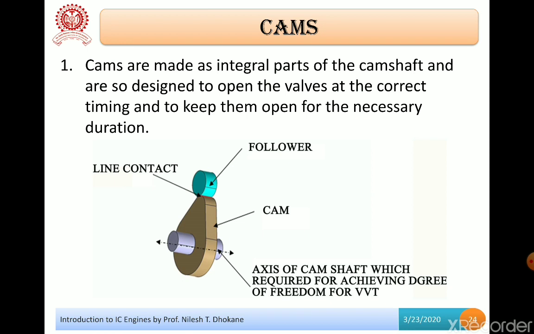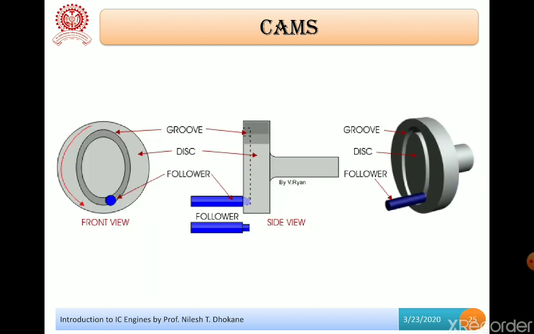In the camshaft there are the cams. These are made as an integral part of the camshaft and are designed to open the valves at the correct timing and to keep them open for the necessary duration. Here you can see the actual diagram. You have already studied this cam and follower in the theory of machines subject. The same I am showing you here: how the line contact is there, how the cam is connected to the camshaft, and what the follower is. One more diagram I am showing you for the cams: the cam, the follower, the disc, and the groove in which the follower is moving, and due to this eccentric rotation, how the valve will open.